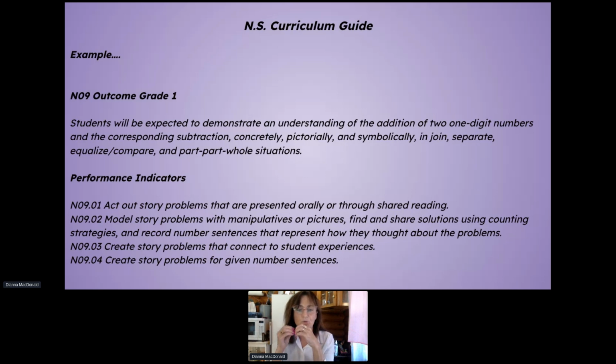And these are presented orally or through shared reading, and that's where you start first with your story structures. Students then model their story problems. They use manipulatives or pictures, and then they find and they share solutions with their counting strategies that they discover and develop. Then we move to the number sentences, and that represents the actual story problem. That connection is really validated. Students then create their story problems, and those connect to their experiences, and they create story problems even for given number sentences after they've proceeded through this process.